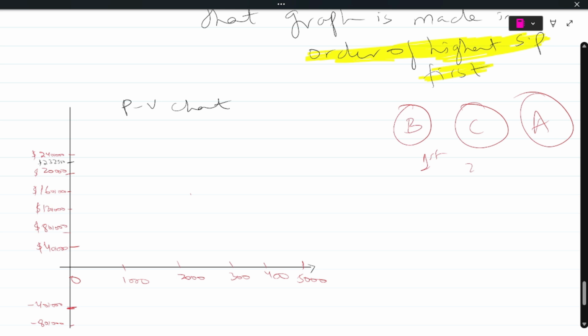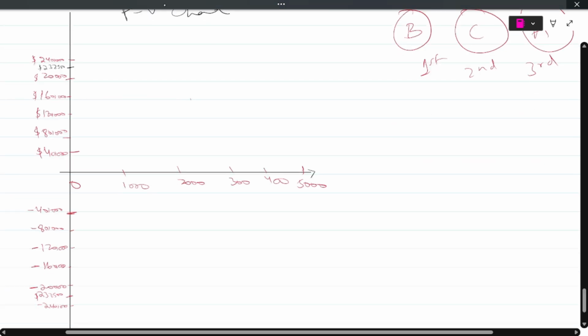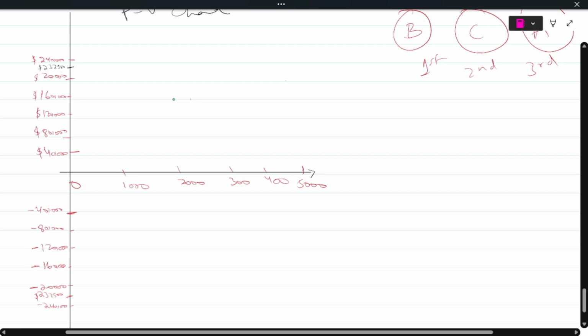First, second, third, correct? Now what we are going to do in order to draw this graph, obviously you would not be required to draw this graph, but you should have the understanding of how it is drawn so that you can answer any type of question that might come in the MCQ, okay?